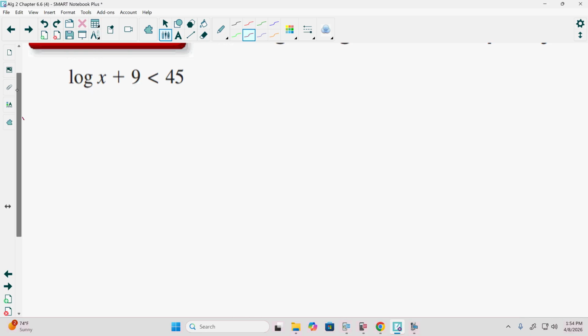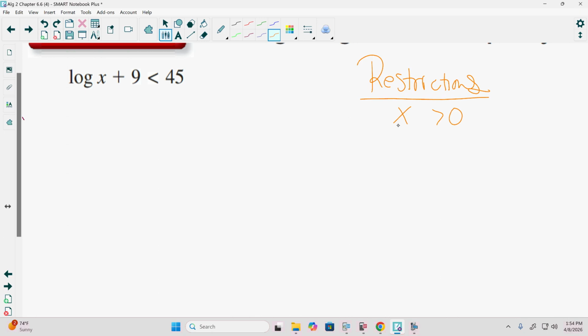Log of x plus 9 is less than 45. Since we are starting off with logarithms, we will have restrictions. And the expression inside the logarithm has to be greater than 0, yes? What is our expression inside this log? It would indeed be x.